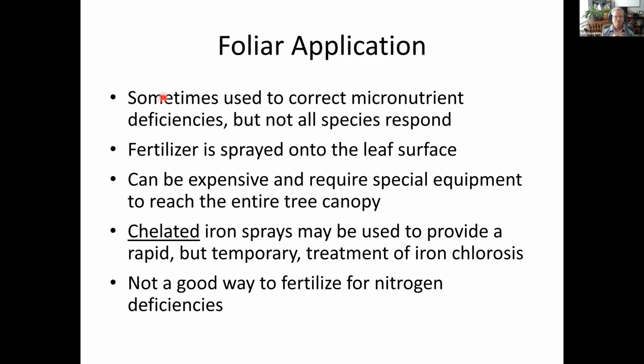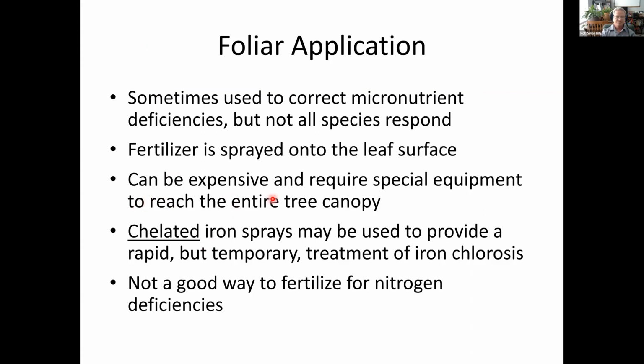So the rate for a foliar application is going to be much different than the rate for a soil application. In fact, typically we don't like to use any nitrogen at all, but we will use a foliar application to correct a micronutrient problem. Something such as iron. Iron chlorosis can easily be corrected with a chelated iron spray.